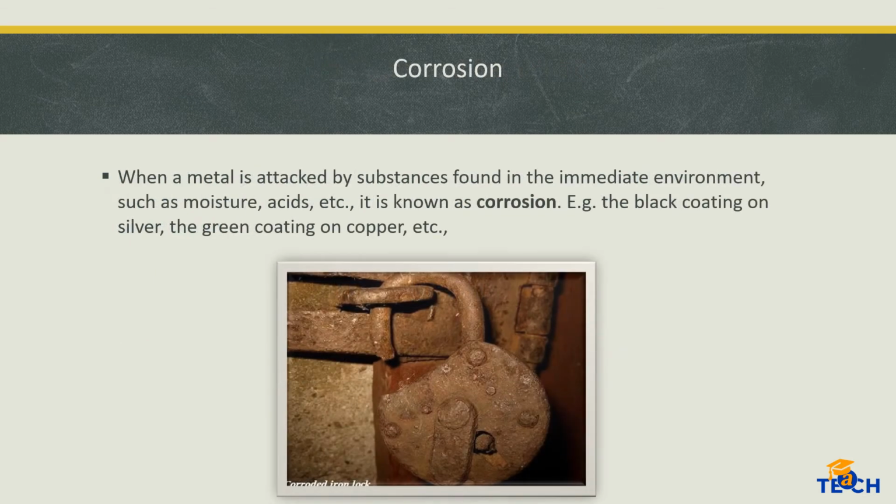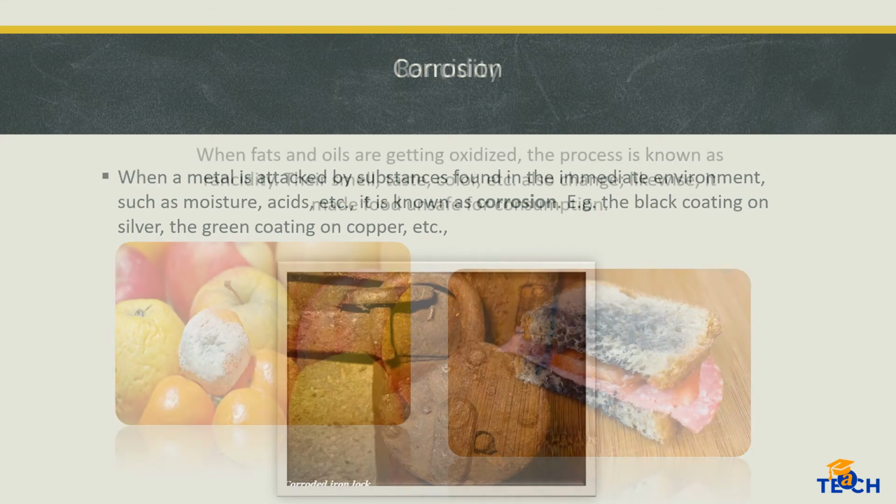When a metal is attacked by substances found in the immediate environment, such as moisture, acids, etc., it is known as corrosion. For example, the black coating on silver, the green coating on copper, etc.